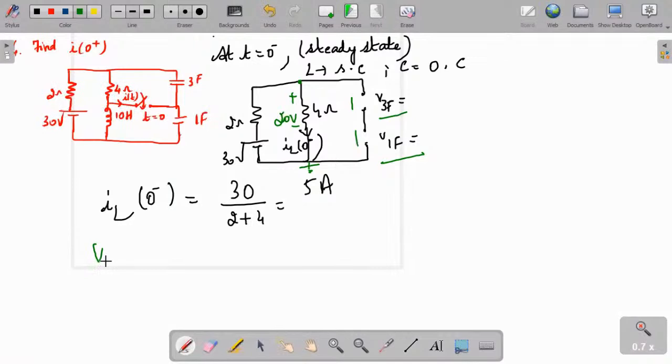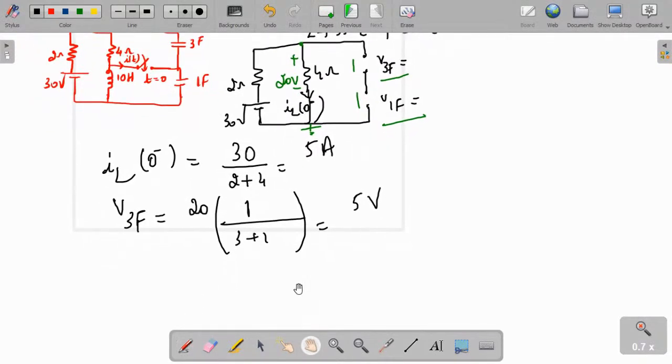So what is the value of voltage stored across the capacitor? 3 farad. Okay, so what will we get? We have the voltage across the 3 farad capacitor. Can we apply the voltage division rule? So 20 into... voltage division rule for capacitors, apply carefully: opposite resistance by total resistance. So we get 5 volt.